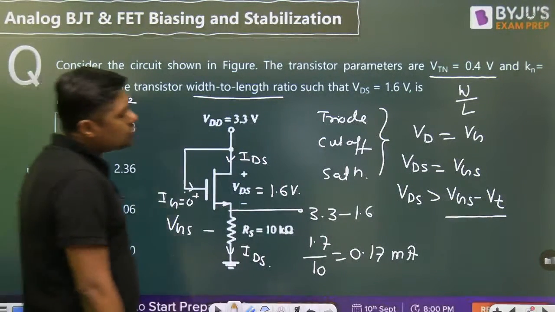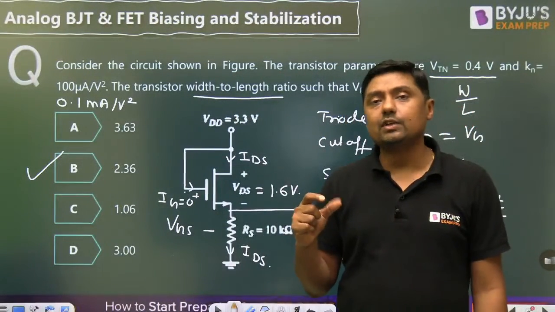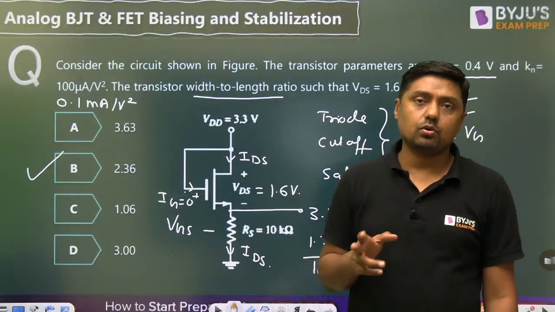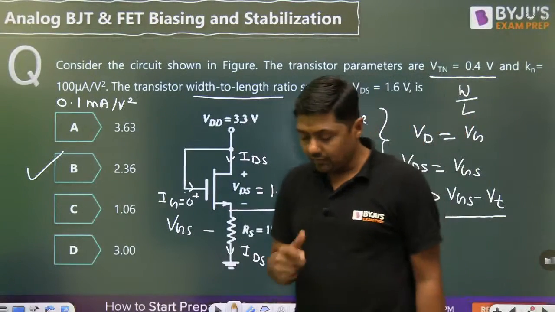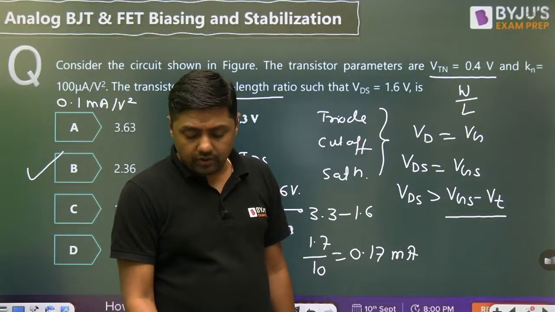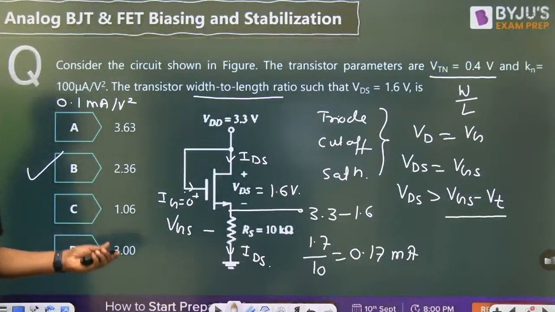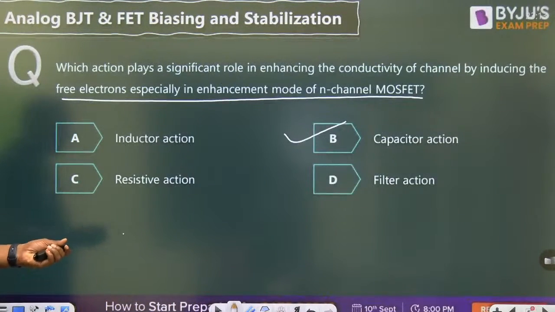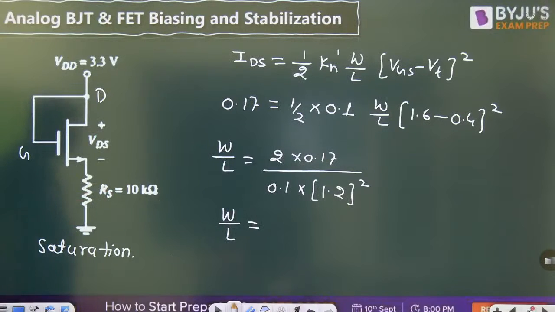In a MOSFET, the width W is normally greater than L. The aspect ratio W by L should be greater than 1, otherwise it will reduce the current. Width is always high. Now, the answer will be B, 2.36. You can calculate it and check it.